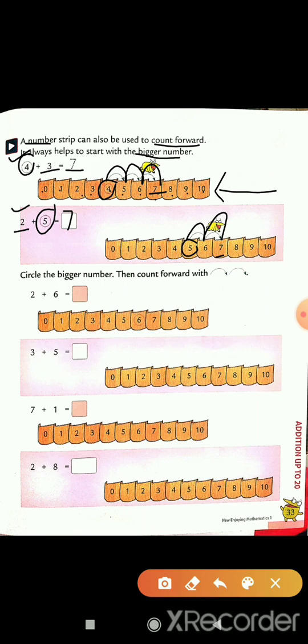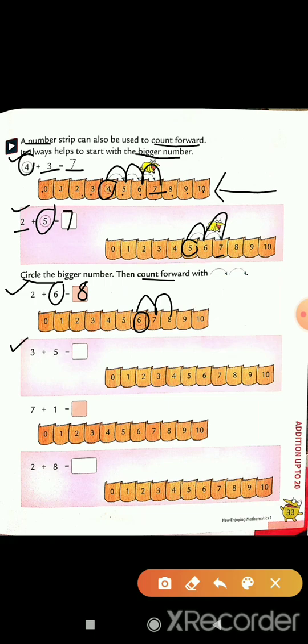Got it, students? Next, circle the bigger number and then count forward. Here you have to circle the bigger number and then you have to count forward. Let us start. First one, 2 plus 6 is equals to dash. Which is the bigger number here? 6. So you need to circle 6. And here in the number strip also you will start with 6. You have to add 2. So 1 and 2. What is the answer here? 8. So 2 plus 6 is equals to 8.